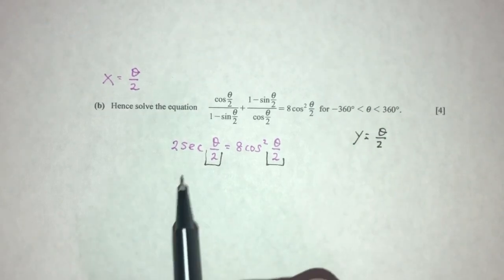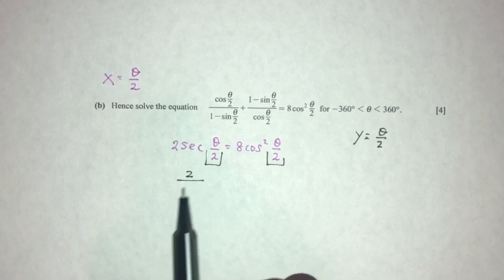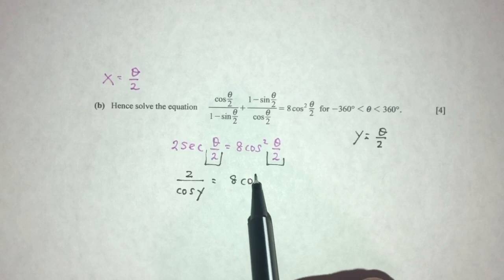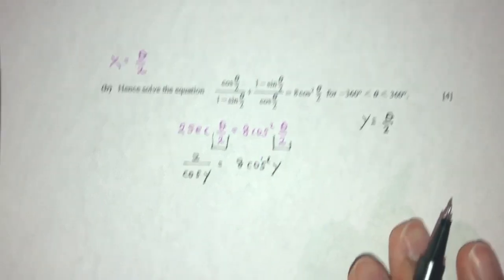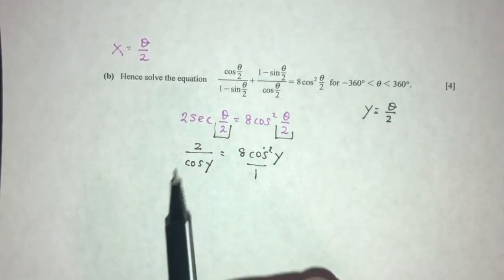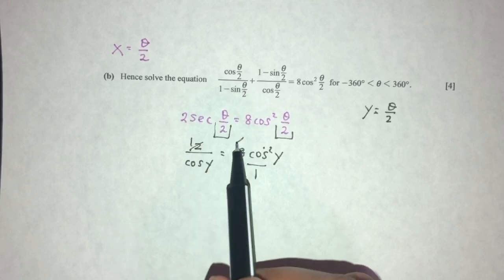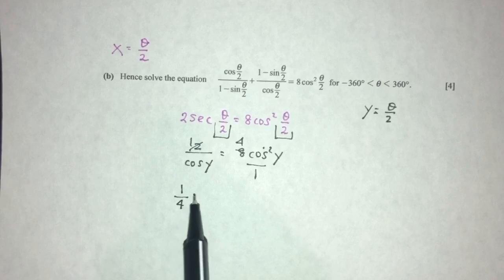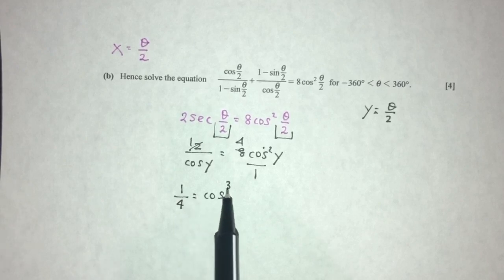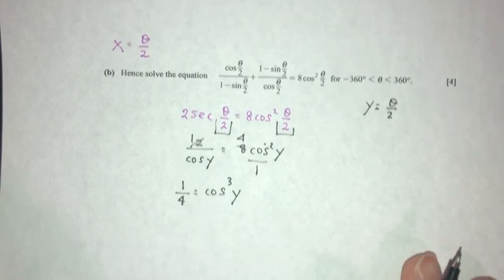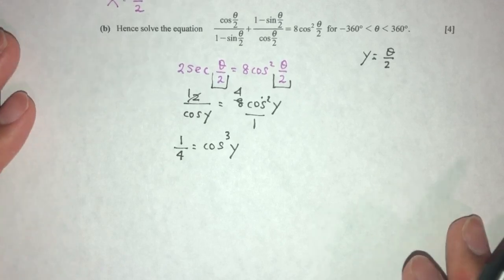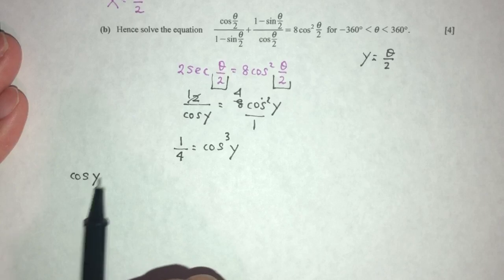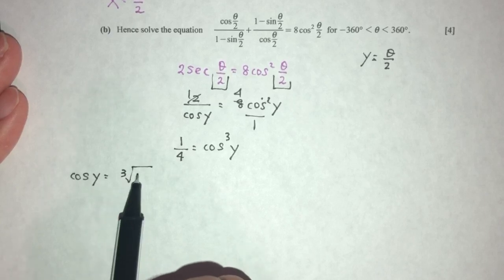So you will have 2 over cos of y is equal to 8 cos square of y, right? Now we can just simplify. This will become 1 and 4, and then cross multiply. You will have 1 over 4 here. That should become cos cube of y, right? So finally, to find the value of y, we have cos cube, so cos y will be the cubic root of 1 over 4.